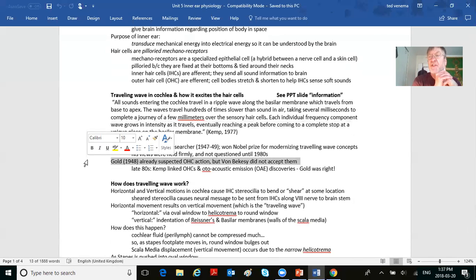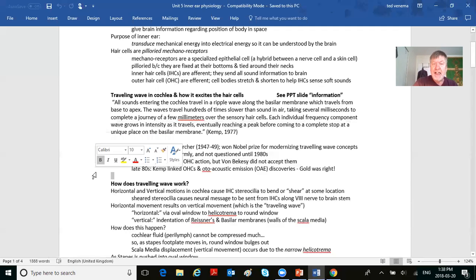Remember I told you von Békésy made a great big model in his laboratory at Harvard University, and he said it worked way better when he put the foot plate of the stapes into the round window instead of the oval window. He couldn't figure out why his model didn't really work very well with the stapes footplate in the oval window as it normally is. Gold said, well, maybe the outer hair cells are doing something that you're not accounting for. Von Békésy poo-pooed him, told him to go away.